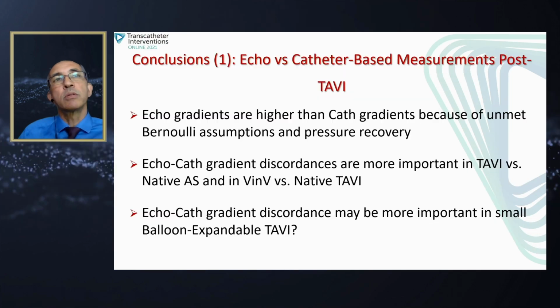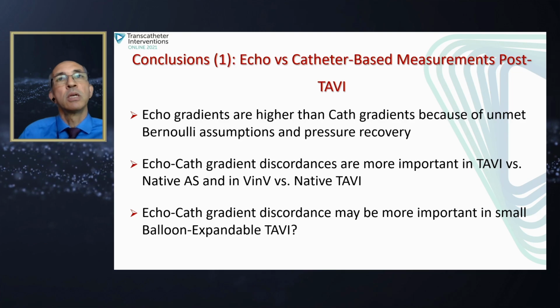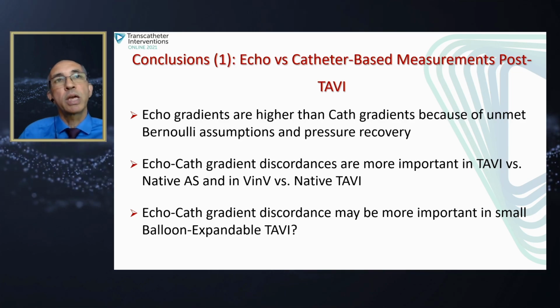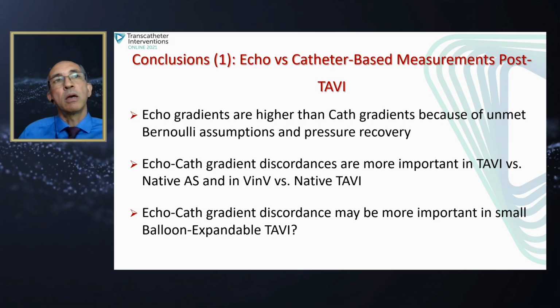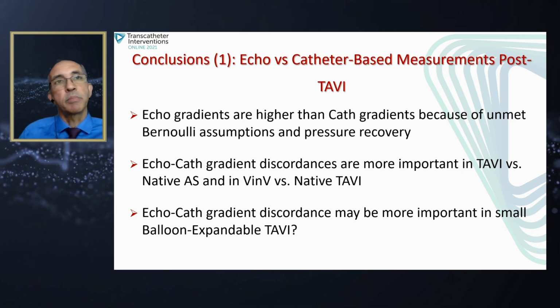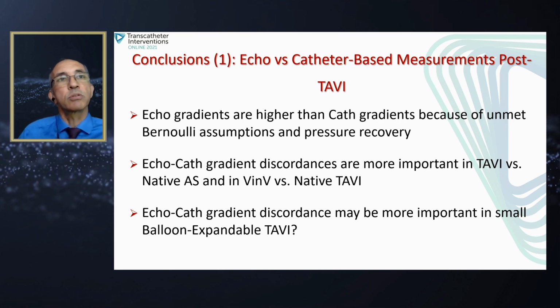cut point values. The main message here is that echo gradients are higher than cath gradients because of the unmet Bernoulli assumption and because of pressure recovery. And what we have to, I think, take as a take-home message is that echo and cath do not measure the same thing. So we should not expect to get the same result.